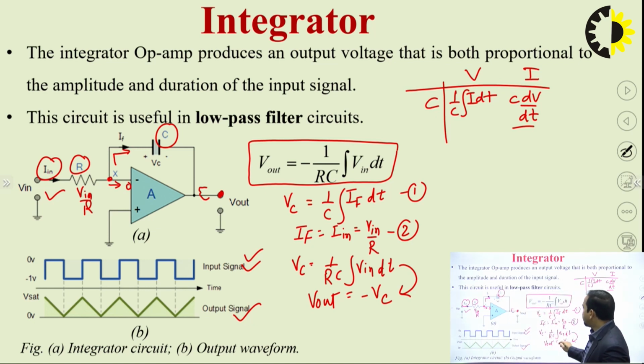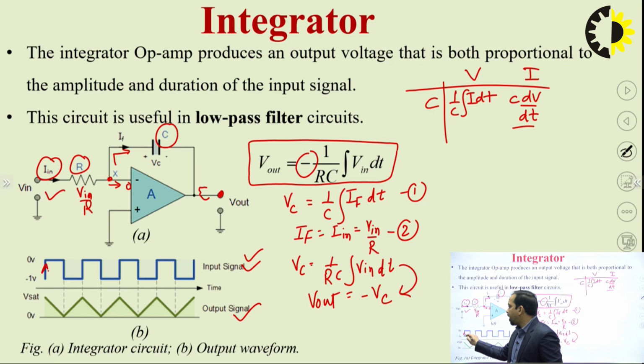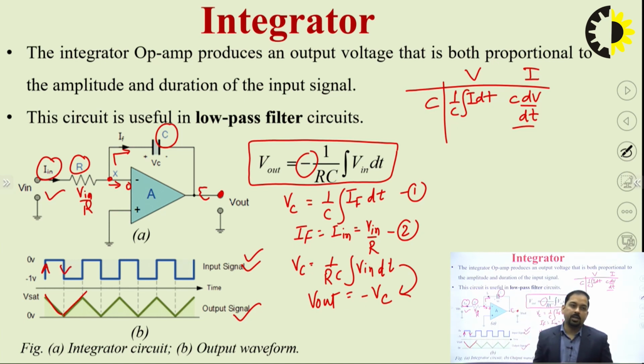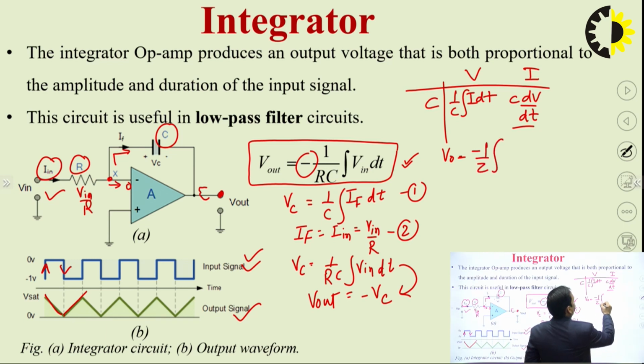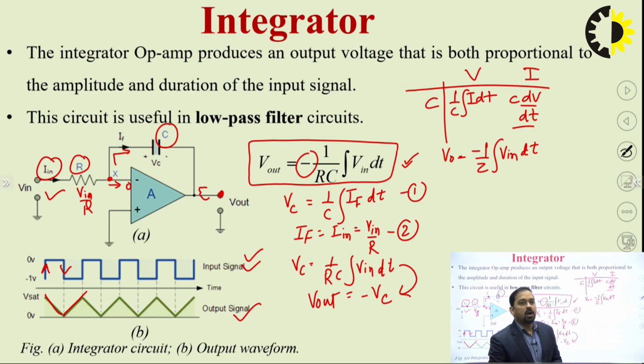Also, this negative sign shows that when the signal is going in the upward direction, the output is going in the downward direction. Further, when the input is going downward, the output is going upward, because there is a phase shift between input and output. So this is the final expression for the integrator. Also we can write some key points regarding this integrator: the output V naught equals minus 1 by tau integration of V in dt, where tau is the time constant of the RC circuit.